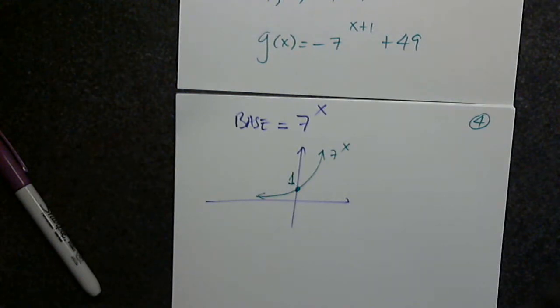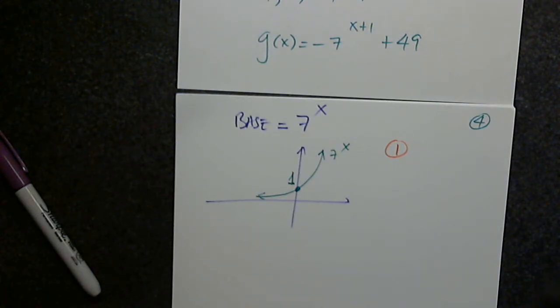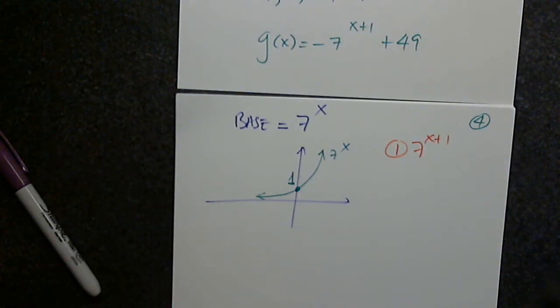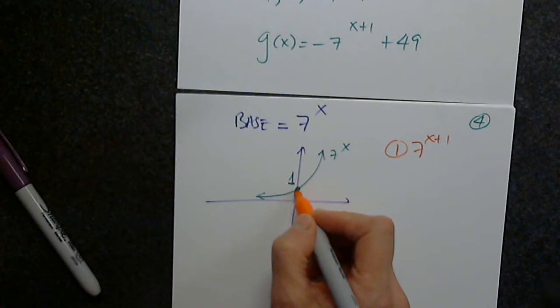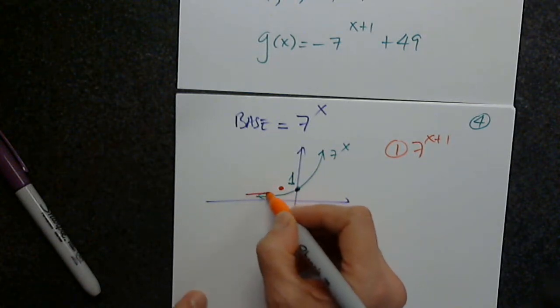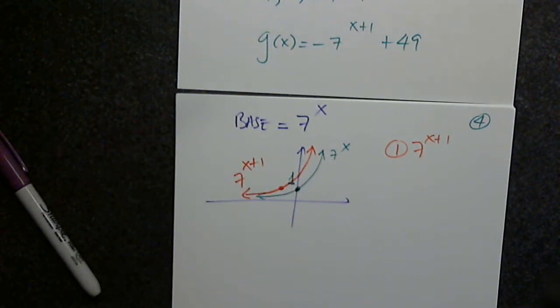Now, the first transformation in order of operations. Excellent. Thank you, Rachel. 7 raised to x plus 1, which will do what to the graph? Right. Where will I move the reference point? Very good. What is this point now? Negative 1, 1. Very good. Awesome. So this is the graph of 7 raised to x plus 1. Very good. Now transformation number 2 in order of operations. What would be the next step in order of operations? That would be?